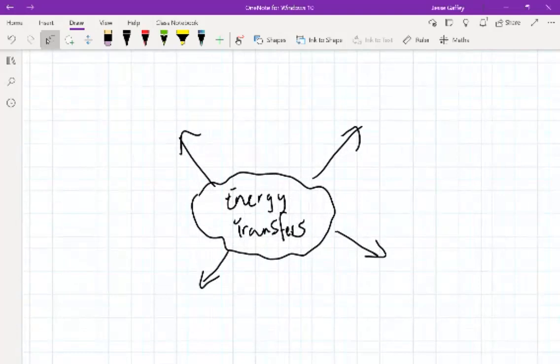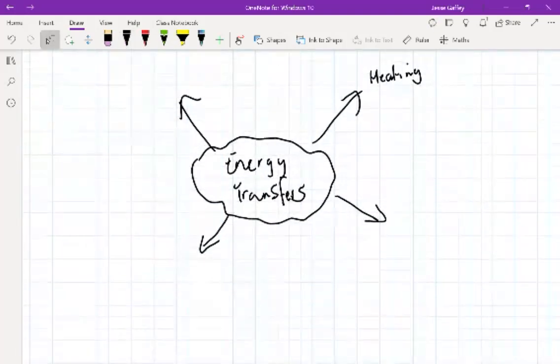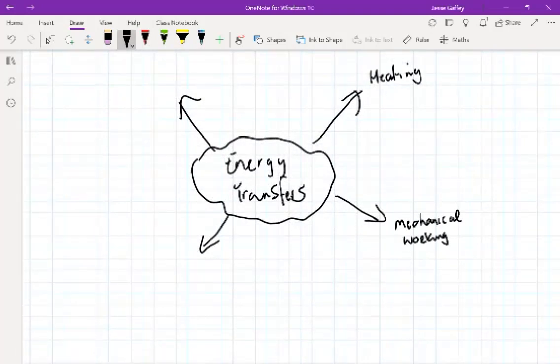Okay, this is what you should have. You should only be listening to my voice if you paused the video and did this for energy transfers. The first type of energy transfer is heating. The second type was mechanical working, and this happens when one object applies a force on another object to transfer energy to it.